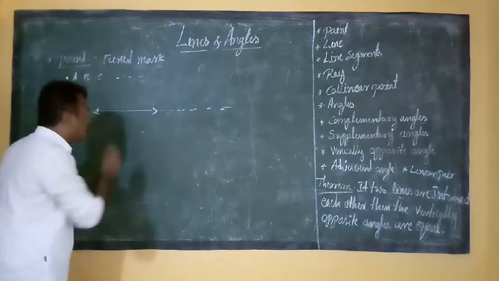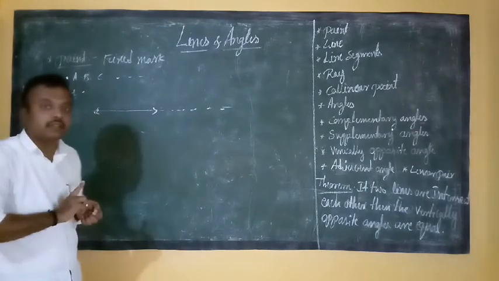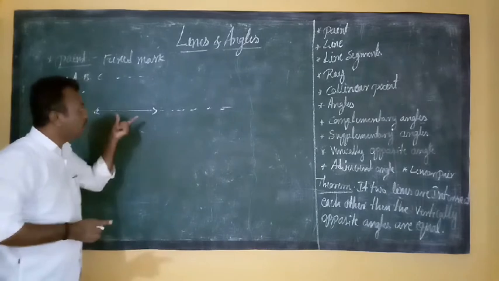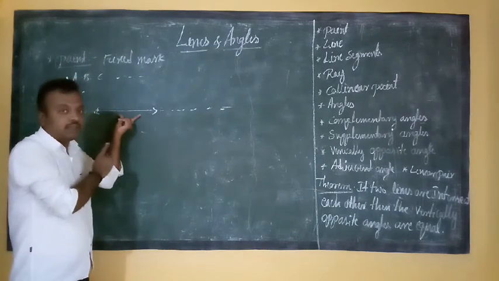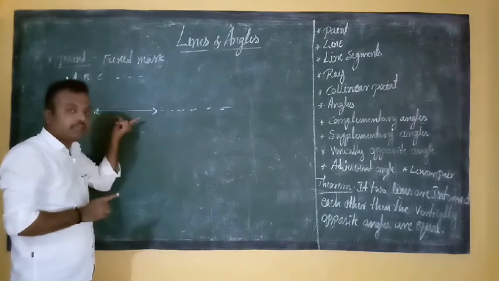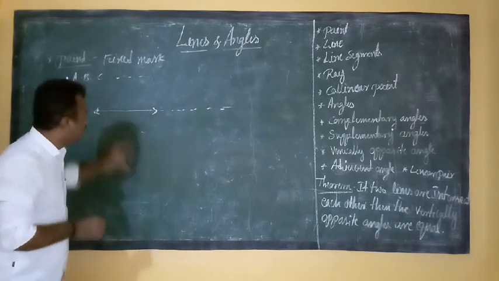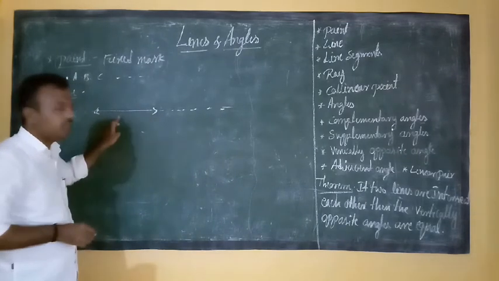There is no any end points. And then there is no any thickness, breadth and definite length. So we cannot measure indefinitely, it is not possible to measure indefinitely. So therefore there is no any length and breadth and thickness. Therefore it has no any end points. That's why we call it as line.